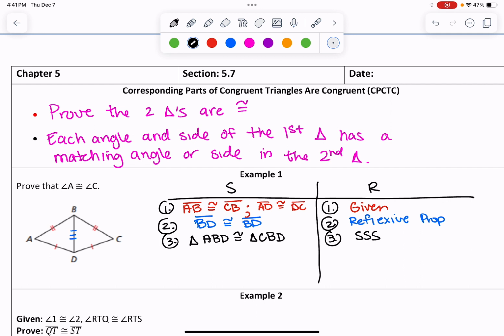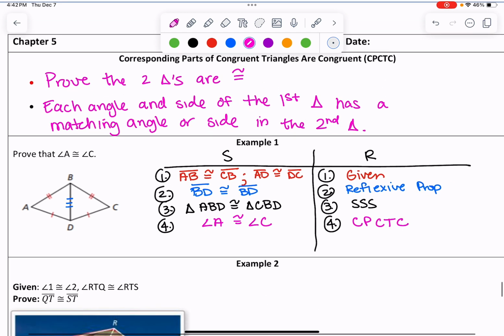Once I've proved the two triangles are equal to each other, then every angle and every side in the first triangle has a matching partner in the second triangle. So in step number 4, I can go ahead and state that angle A is in fact equal to angle C, and my reason is this new reason we just learned today. CPCTC. Corresponding parts of congruent triangles are congruent. So each angle inside in the first triangle has a matching partner in the second triangle.